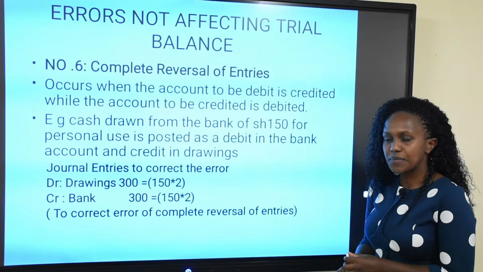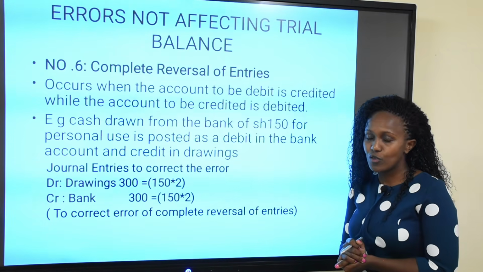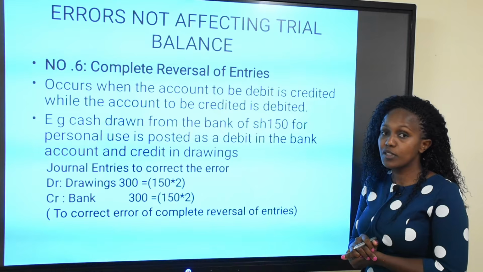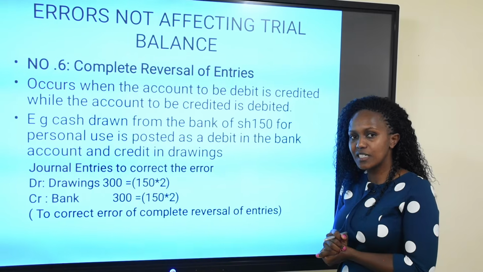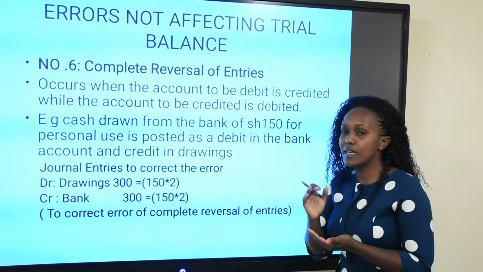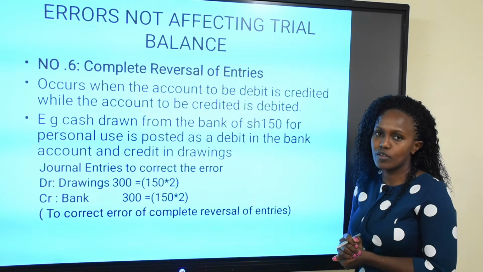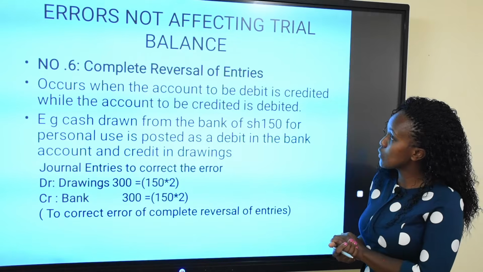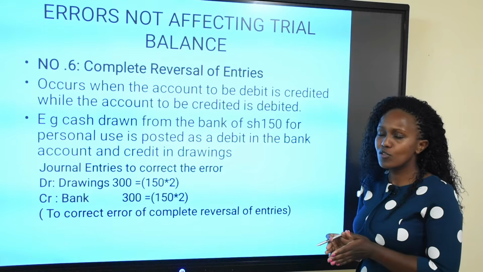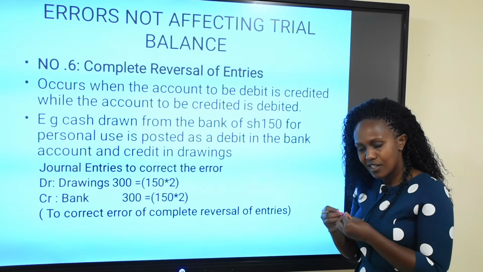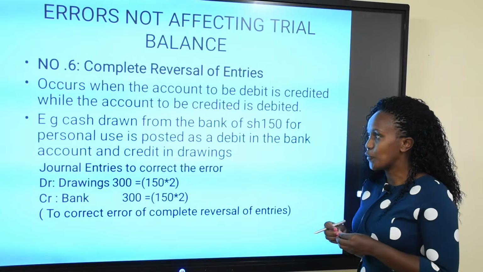Now, what happens here? The account to be debited is credited. So the account you are supposed to debit, you do the opposite. You reverse, you credit. And the account that you are supposed to credit, you debit. So you are doing complete reversal of the entries. So simply, it occurs when the account to be debited is credited, while the account to be credited is debited. So in short, you are exchanging the accounts. You are doing the complete opposite of what you are expected to do.